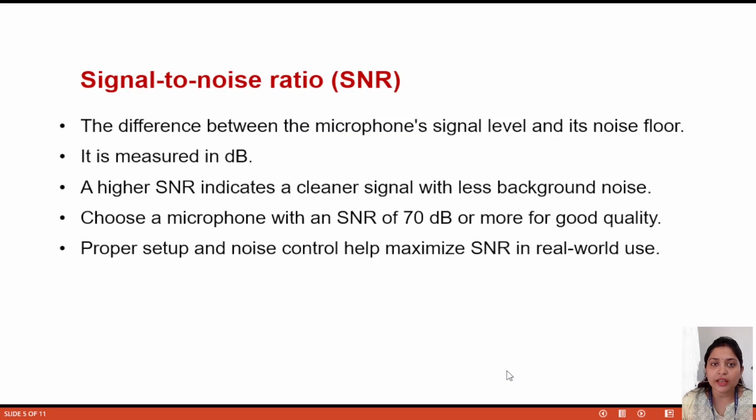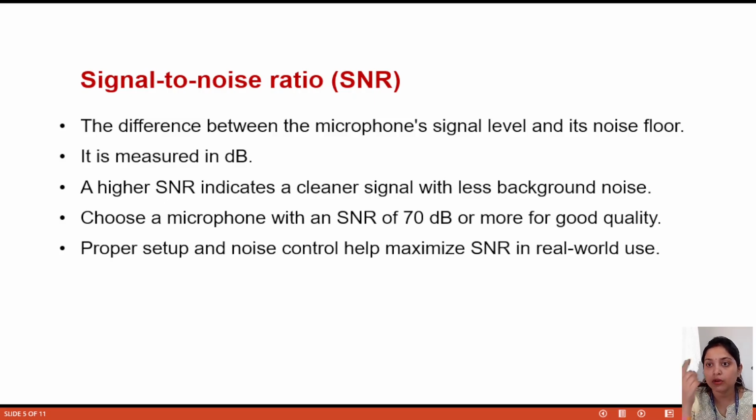Now next, signal to noise ratio. What is signal to noise ratio? It is signal power divided by noise power. Or you can say it is the difference between the microphone signal level and its noise floor, or noise level. If the noise level is low, then we will get a better signal at the output section.